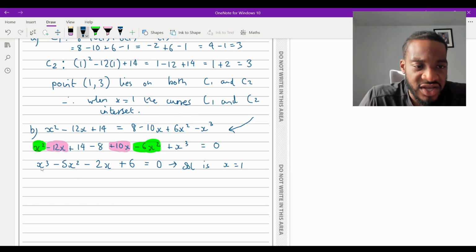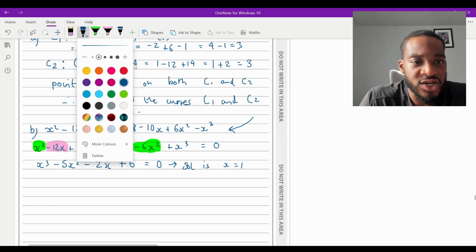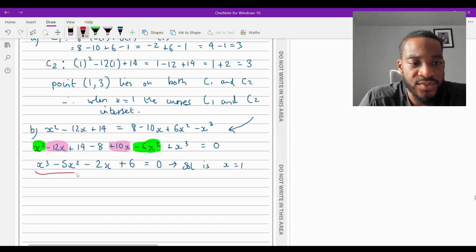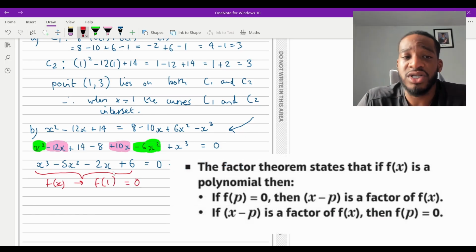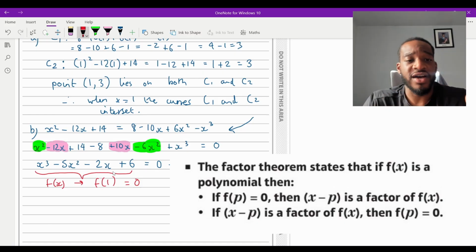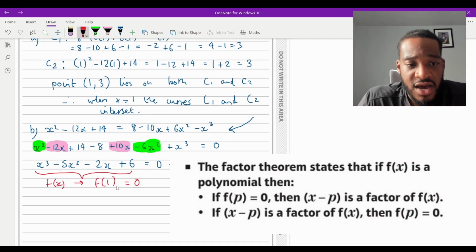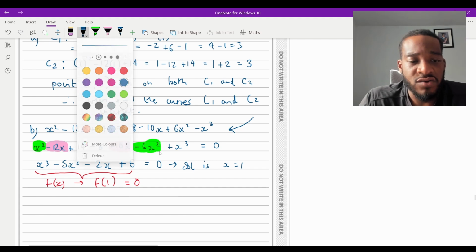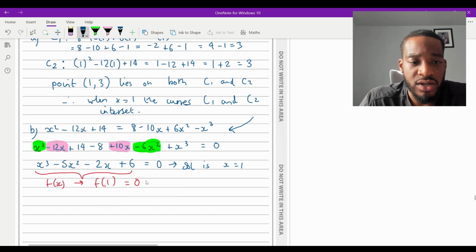Well, if you treat this as a function, let's just say this was called f of x right here. If I plug a 1 into that, I get 0 out. This is a polynomial. This is just the factor theorem, isn't it? So this is another type of question where you use the factor theorem to help you out. Because if you get 0 out, that would mean that x minus 1 is a factor.